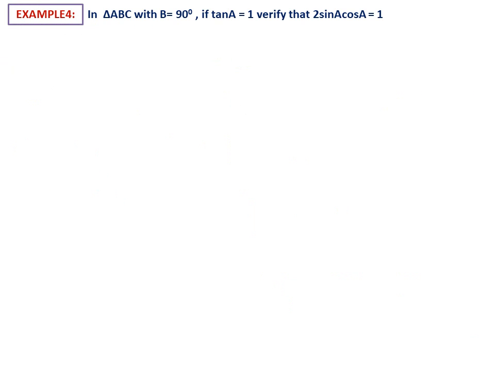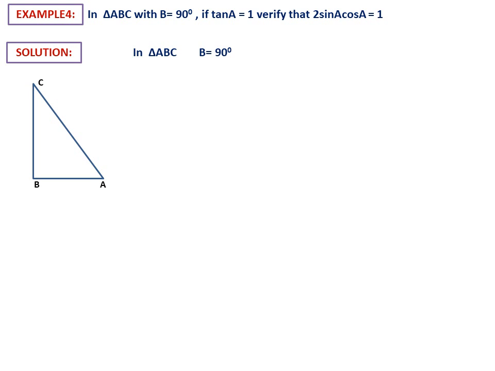Next, example 4. In triangle ABC with B equal to 90 degree, if tan A equal to 1, verify that 2 sin A cos A equal to 1. We have to actually prove it. Now, consider the triangle ABC. What is given is, in triangle ABC, B is 90 degree. Now, tan A is 1, that is given. This implies tan A equal to, what is the definition? It is BC, opposite side, divided by AB, and that is equal to 1, that is given.